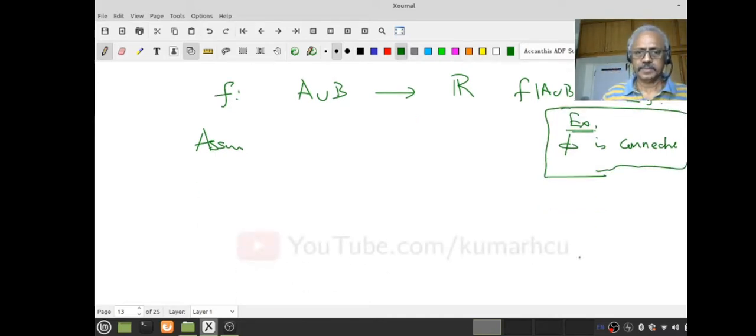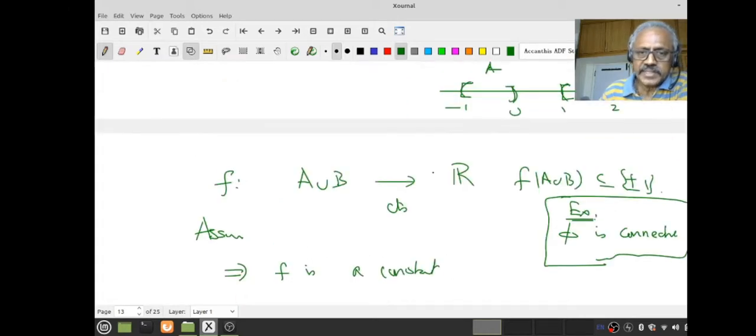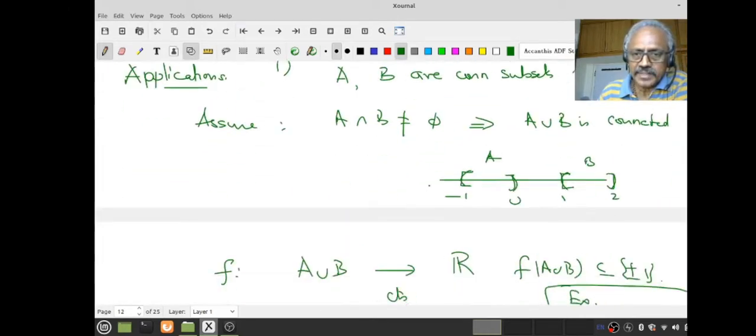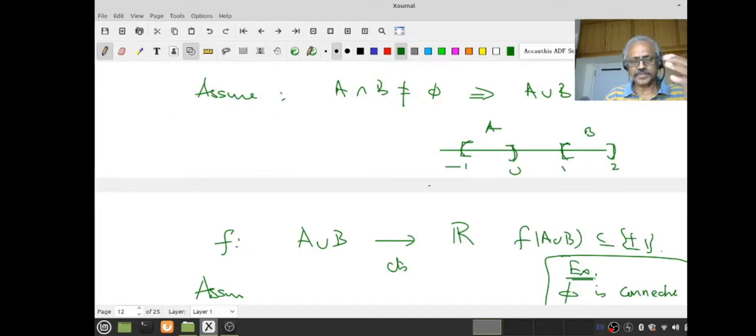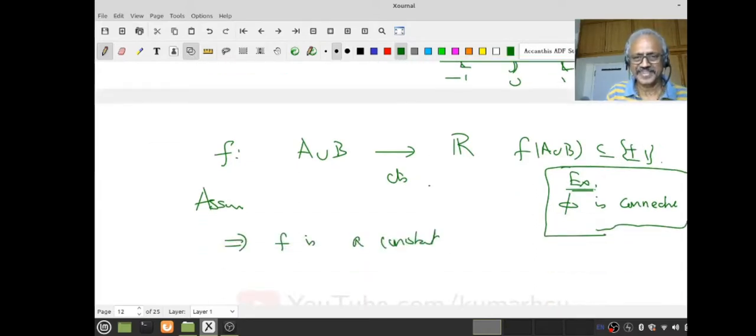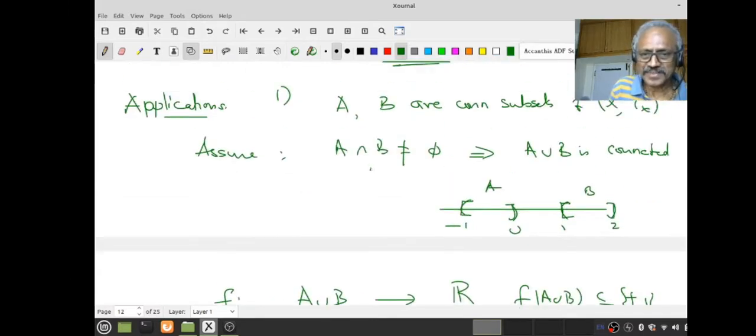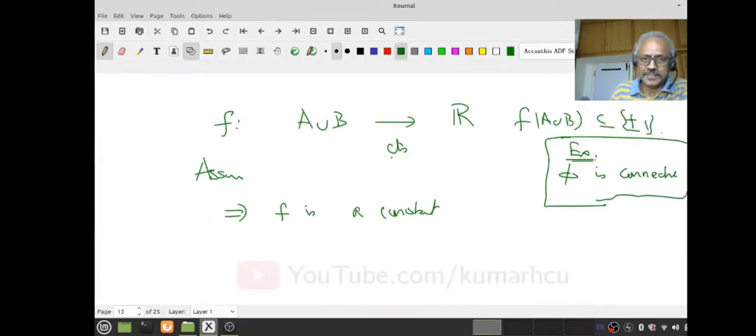Now let us look at this. Suppose this is a continuous function. Then what do I have to prove? I have to prove F is constant. Anyway, I said A intersection B is non-empty, therefore neither A nor B can be empty. So this condition implies A is not empty and B is also not empty.